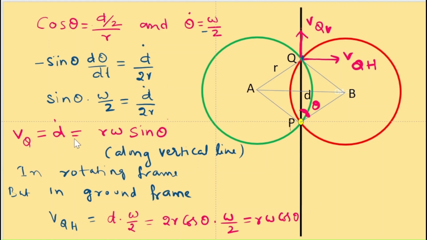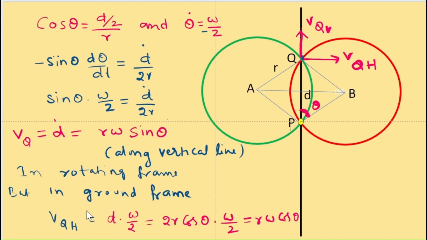From this equation we can write like this. D dot means the velocity of Q with respect to P. D changes along this line with respect to point P. But we require the velocity of intersecting point Q in the ground frame. When we come from the rotating frame to the ground frame, we see an extra velocity of the intersecting point in the horizontal direction. That can be written as the distance of intersecting point Q from the fixed point P, which is nothing but d, times the angular velocity of the rotating frame, that is omega by 2.